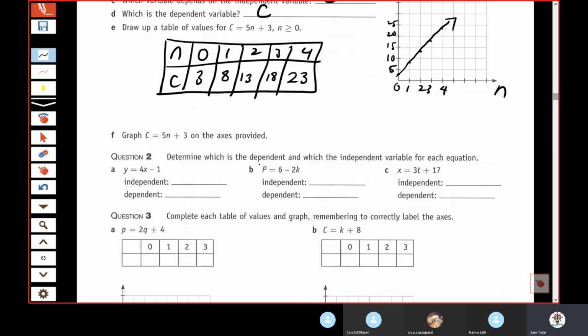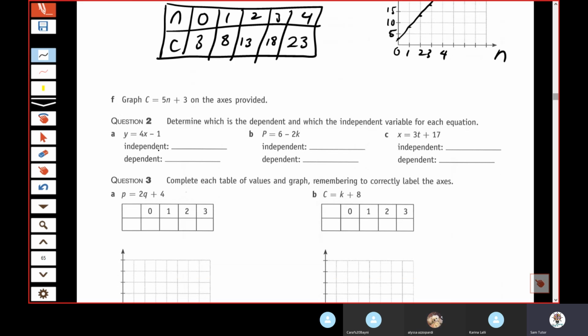I have a read of question 2. Determine which is the dependent and which is the independent variable. All right, remember, independent must be your X. Your dependent must be your Y. Your Y depends on your X. Independent must be the K. Dependent is P. Independent is T. And dependent is X. X depends on T. As T changes, X changes.